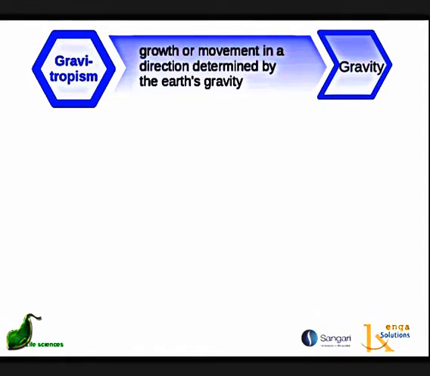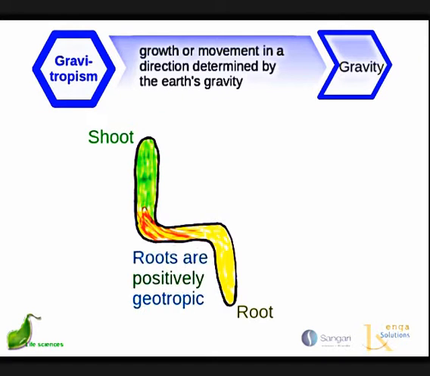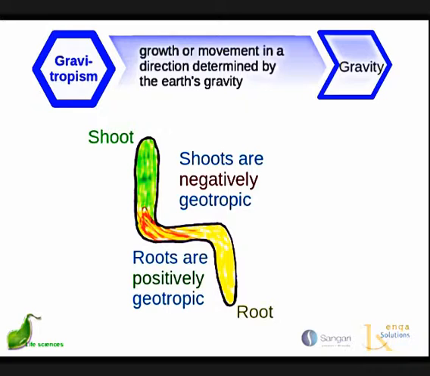So as we have said, geotropism is a growth or movement in a direction that is determined by the Earth's gravity. It's sometimes called gravitropism. I don't like that word, so I'm going to stick with geotropism. Now imagine in my crude drawing here that we have parts that represent a shoot and parts that represent a root. Now roots are positively geotropic and shoots are negatively geotropic. Can you imagine why?